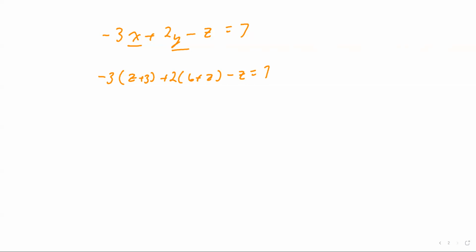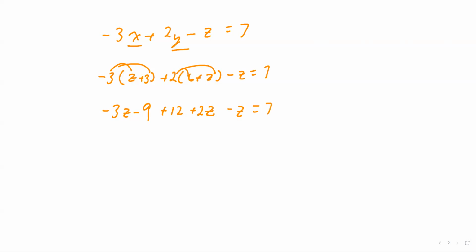I'm going to distribute. So I guess 6 plus z, yes, because it looks like a 2. That's why I put a line through it. So that's negative 3z minus 9. You're correct. Plus 12 plus 2z minus z equals 7.